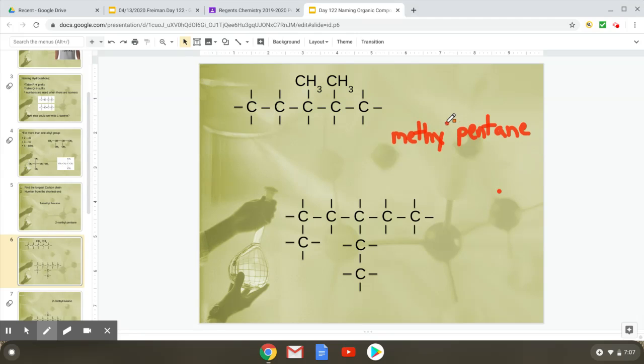Now, how many methyl groups are on our methylpentane? There's 1, 2 of them. So this is to signify there's 2 methyls. This is a dimethyl.